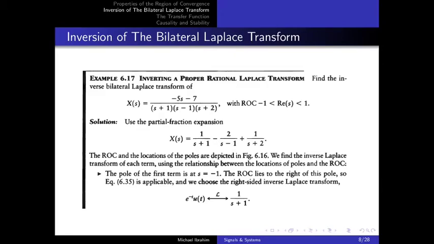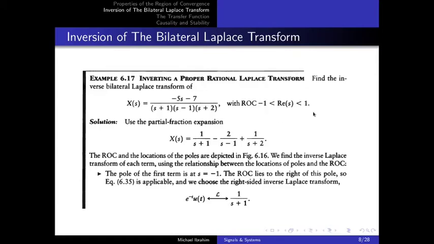Let's move to this example over here. We need to find the inverse Laplace transform of this X of S, which is a rational function, a ratio between two polynomials. The numerator is first order, the denominator is third order, so it's already a proper rational function. And here we have a region of convergence specified as follows: the real part of S is between minus 1 and plus 1.